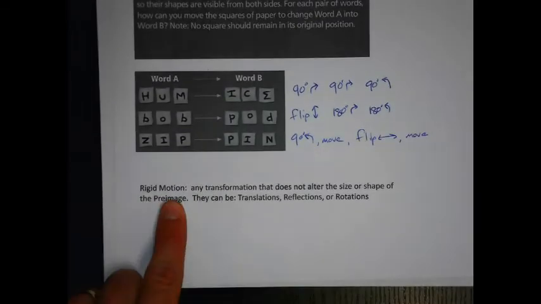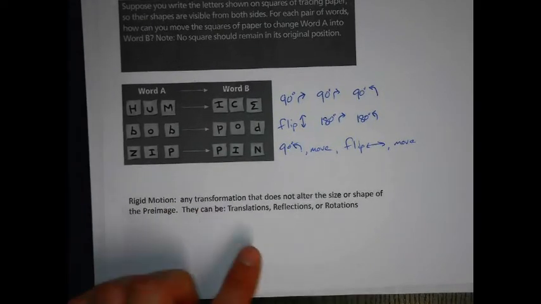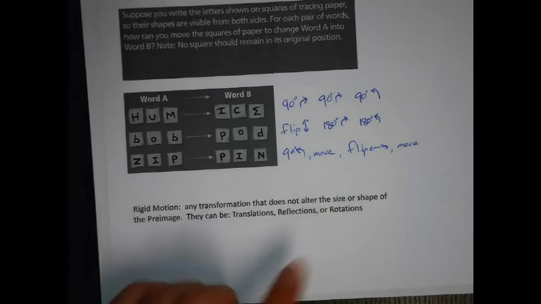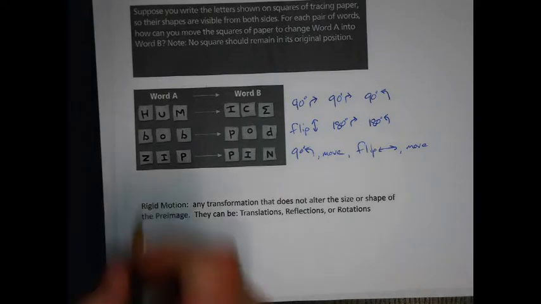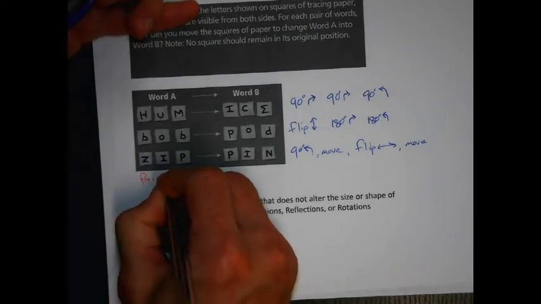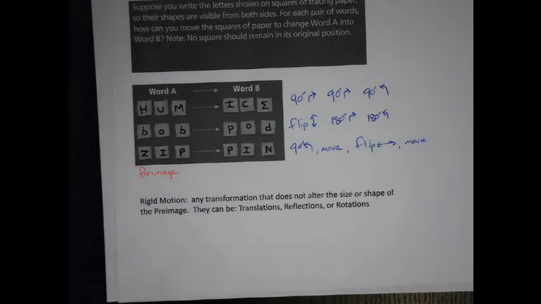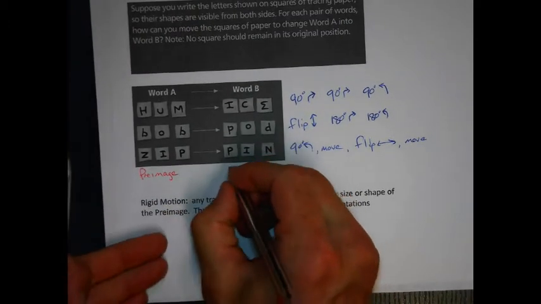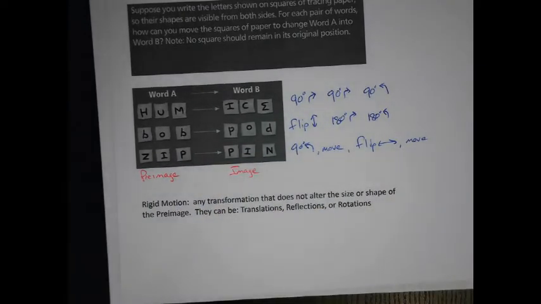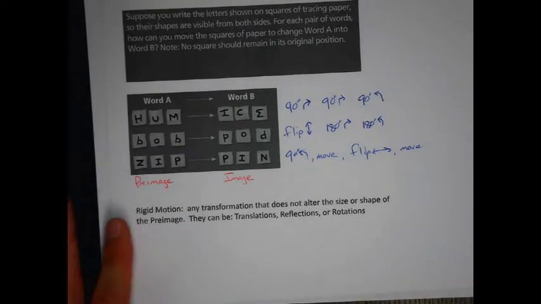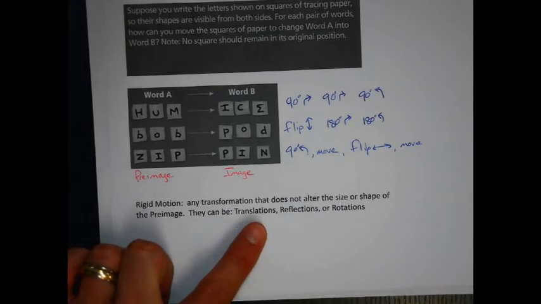And now we're going to define rigid motion. So everything we just did is an example of rigid motion. We did a transformation that did not alter the size or the shape of the pre-image. So in this, all of these are basically called pre-images. Okay, so there's vocab there. Pre-image, how it begins, and then image is how it ends. Okay, so we have a pre-image and an image, and we need to know that. Okay, so that's important vocabulary. So rigid motion is any transformation that does not alter the shape or size of a pre-image.